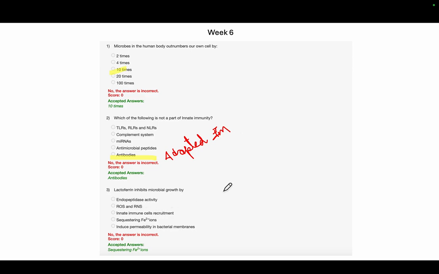Lactoferrin inhibits microbial growth by which mechanism? Endopeptidase activity, ROS and RNS, innate immune cell recruitment, sequestering Fe2+ ions, or inducing permeability in bacterial membranes. The answer will be sequestering Fe2+ ions.